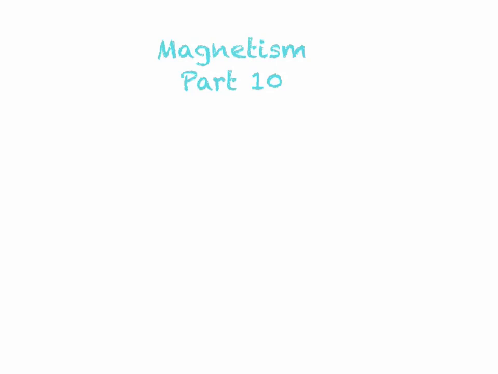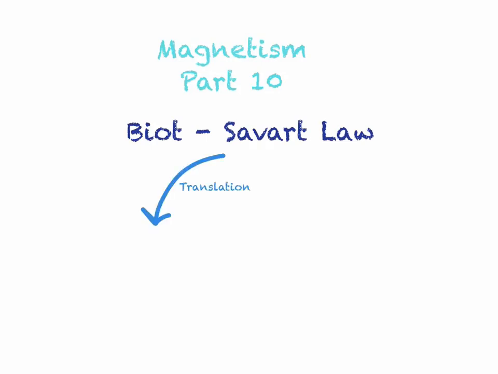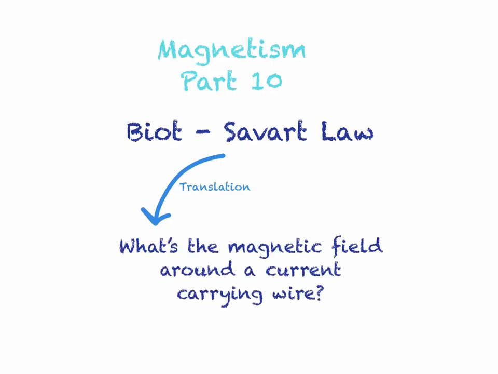In this video, we're going to be taking a look at what's known as the Biot-Savart Law. Now, the Biot-Savart Law is really just a fancy way of saying how much magnetic field is there at some place around a current carrying wire.